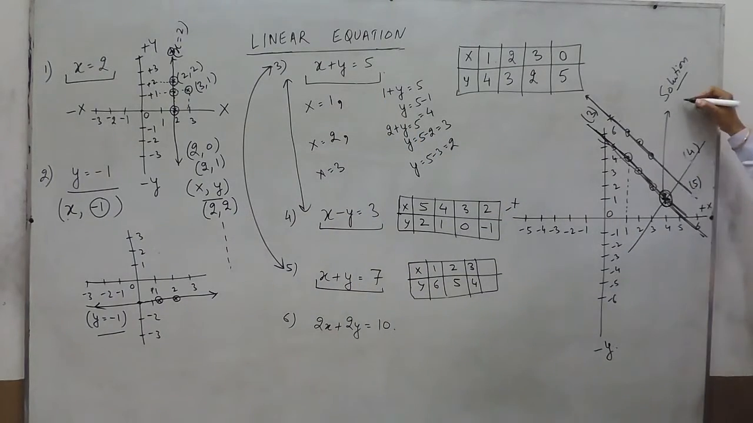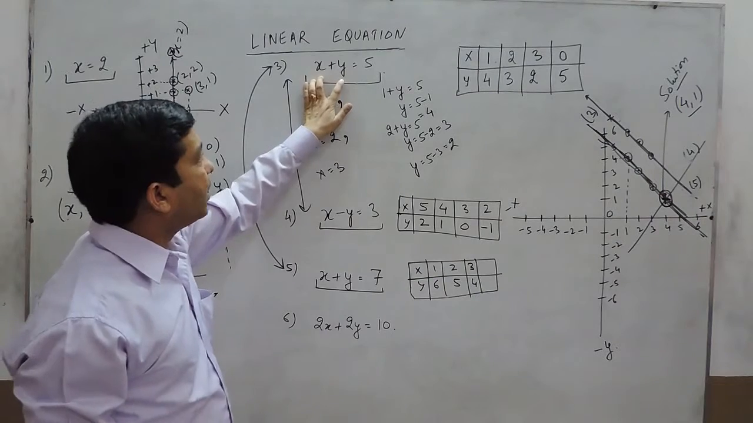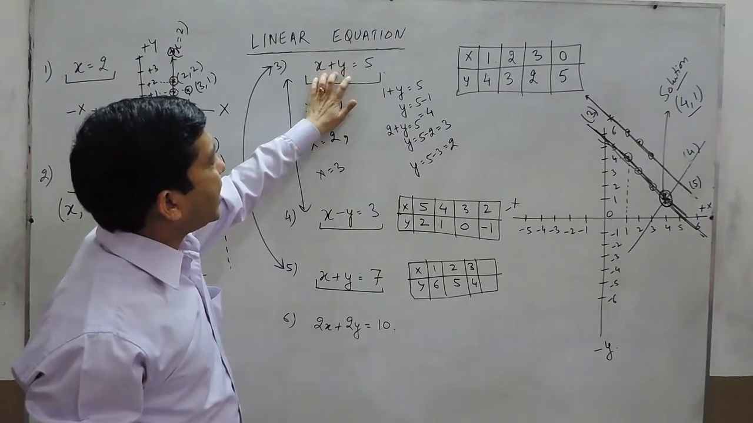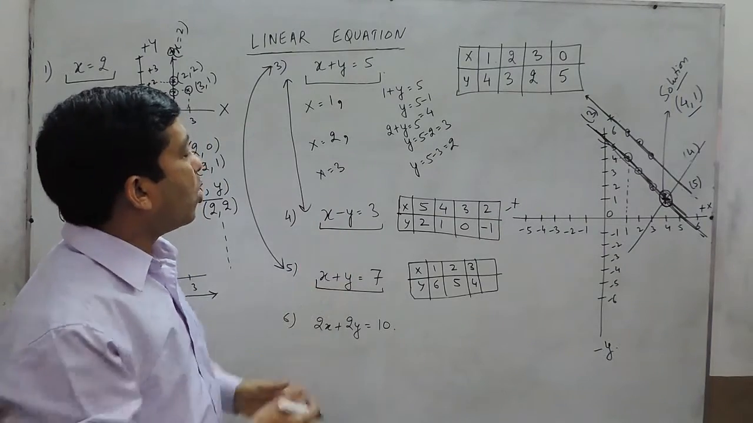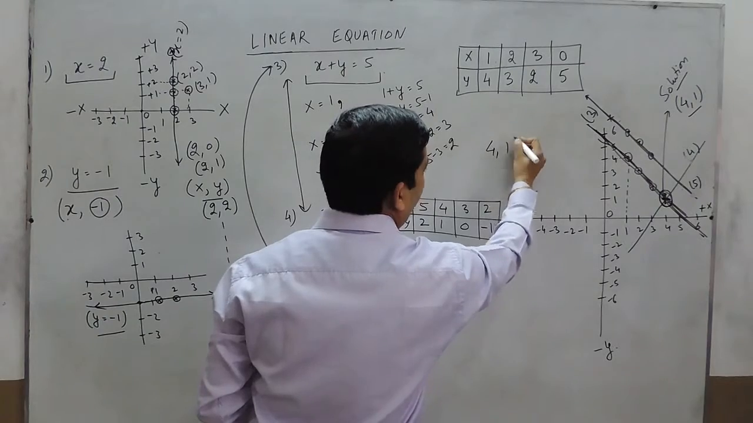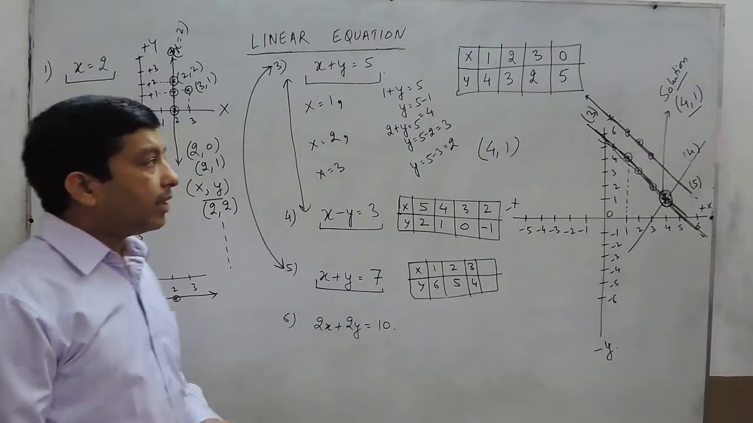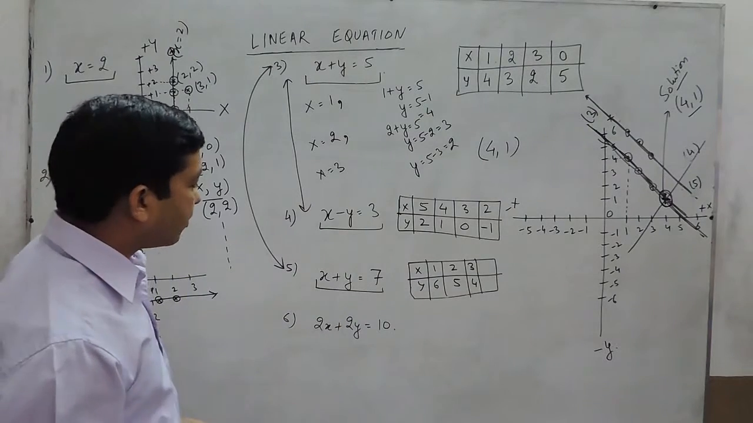Or this point is (4, 1). It means for the value of x as 4 and the value of y as 1, this equation is satisfied as well as this equation is satisfied. So the solution of these two equations is 4 and 1, which can be solved graphically. This can also be solved algebraically, which we will do in the next video.